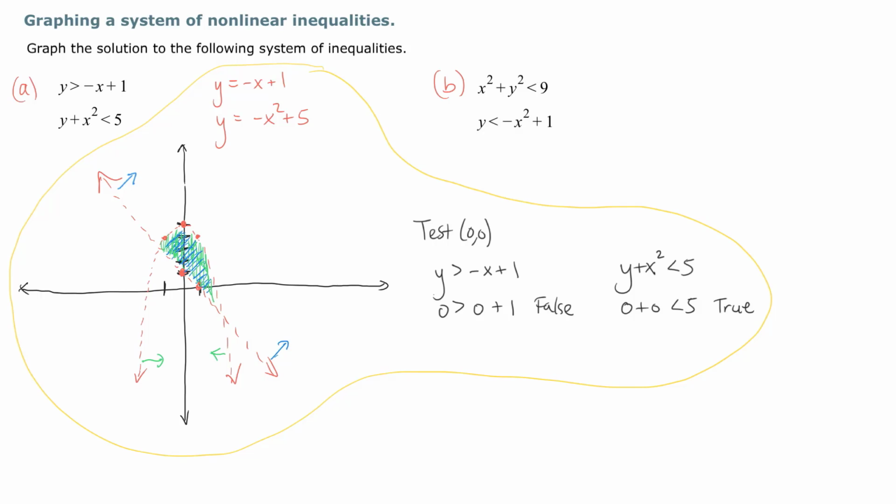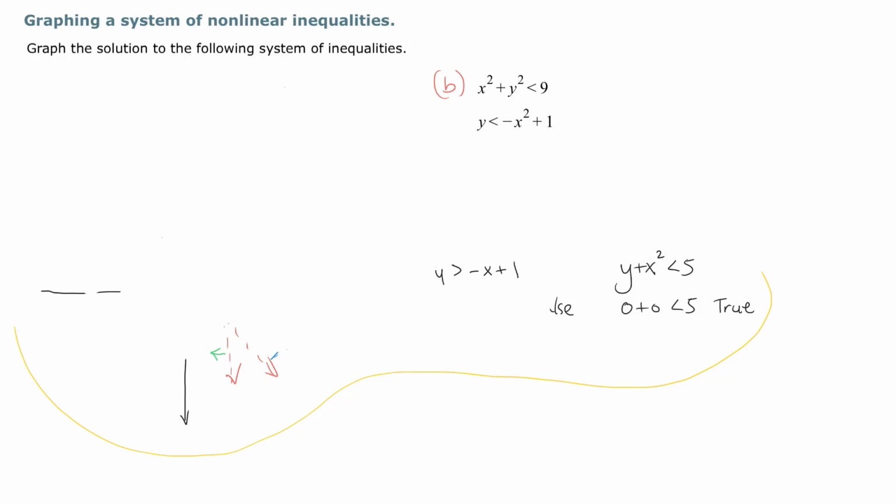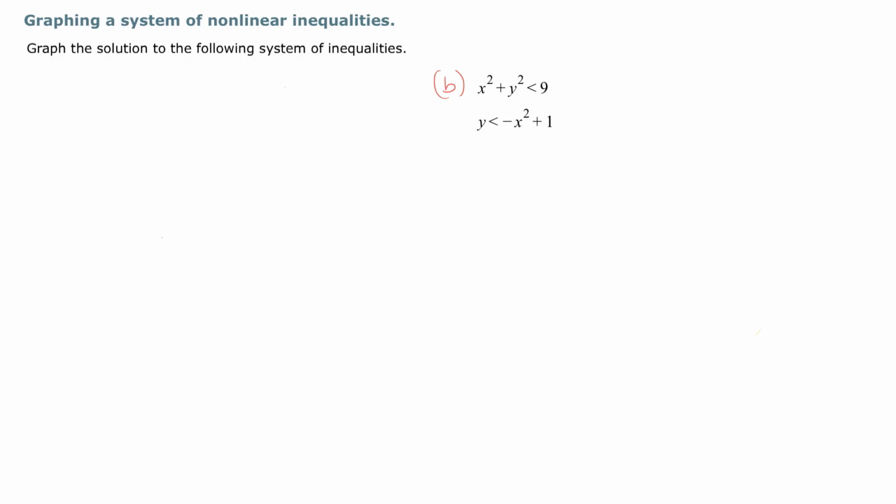Let's do another example just to get some variety. Let's go to part B. Take my handy dandy eraser. Let's move part B to be a little bit friendlier on the left here.